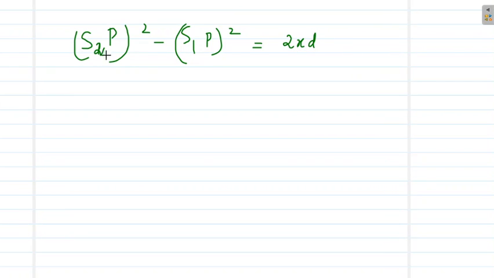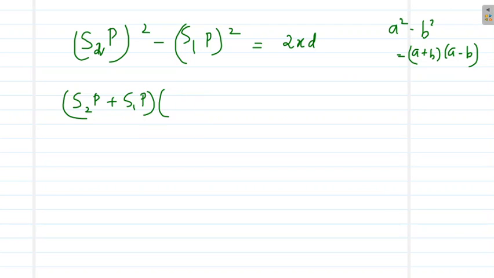Now this is of the form a square minus b square, right? We have a square minus b square is equal to a plus b into a minus b. So this will be S2p plus S1p multiplied by S2p minus S1p. Here S2p is our a and S1p is our b. So we have a plus b into a minus b, and that is equal to 2xd.